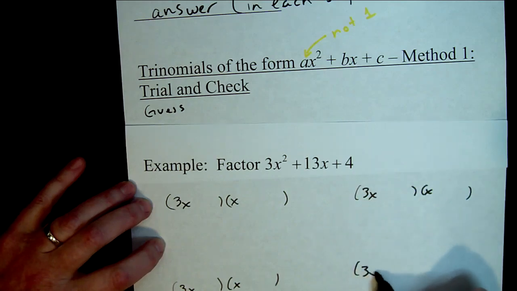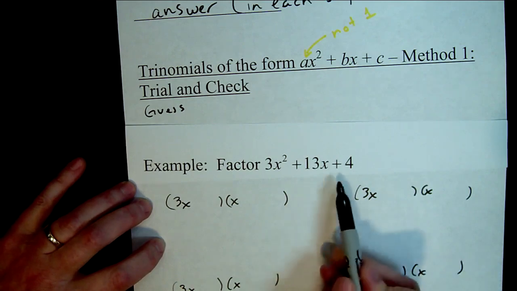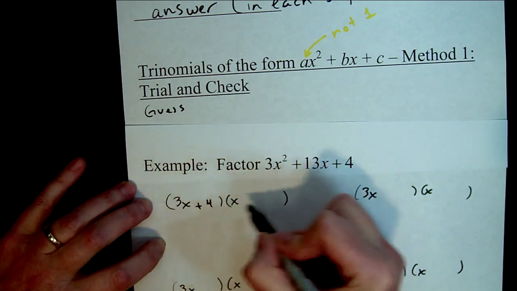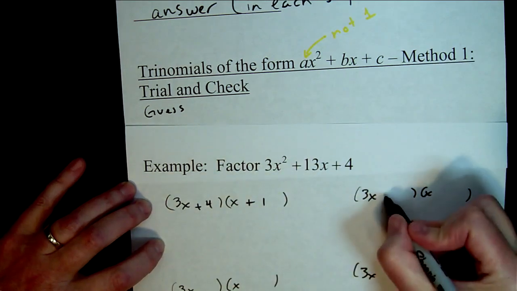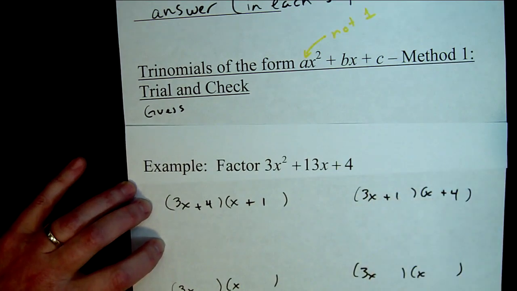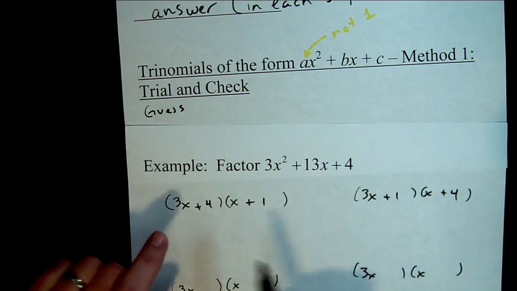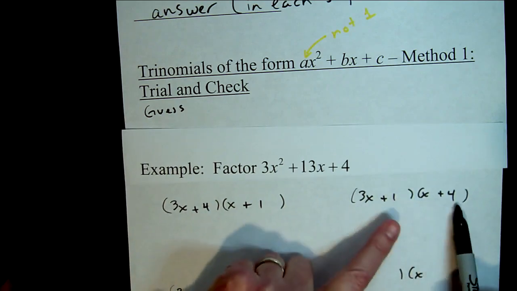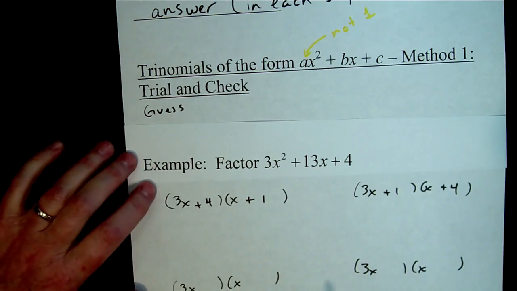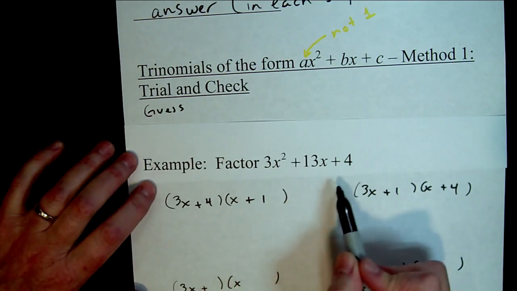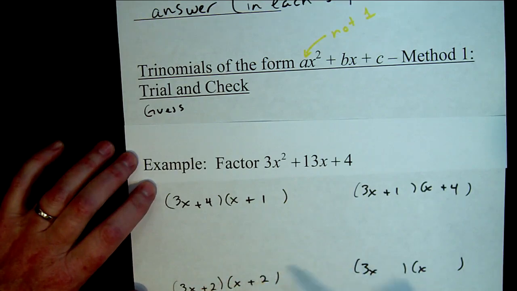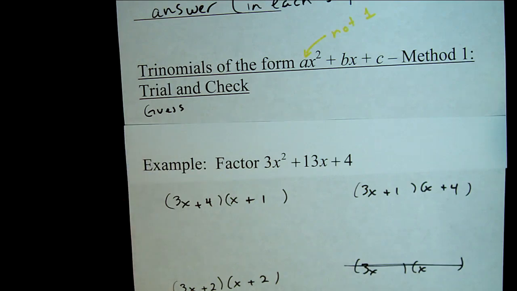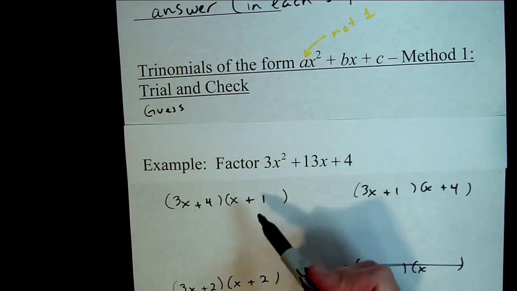Again, there's only one way to get the front end right. I have to have 3x and an x. But to get the back end right, I could have a 4 and a 1, or I could have a 1 and a 4. Those will give me different middle terms. In both cases, I'll still have 3x squared on the front end and 4 on the back end, but I'll get different middle terms. And also, another way of getting a 4 would be to have a 2 and a 2. And, well, if I write plus 2, again, that's exactly the same thing, so I lied. There's only 3 possibilities.